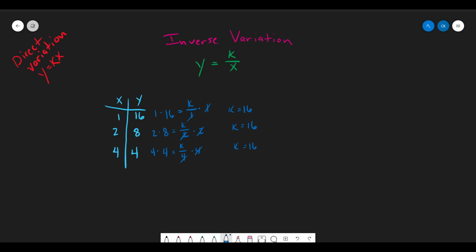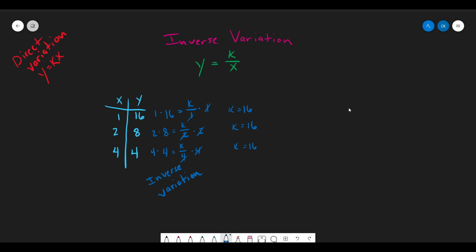So because we see here that we got the same k in all three instances, that means that this is an inverse variation. All right? So, again, as long as you test it into the function and see if it works in whichever one, whether it be inverse or direct, the k has to be the same for every single point, and if it is the same, then it's that type of variation. If it's not, test the other one and see if the k is the same in that one.